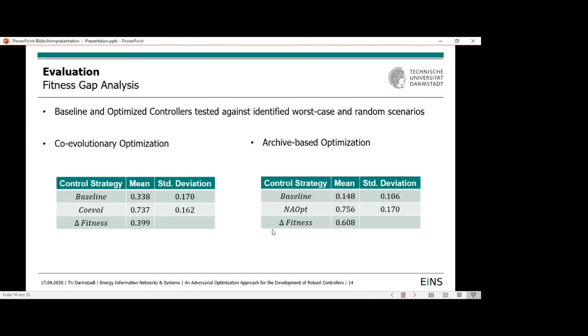So we can say that with the archive-based approach, there's a strong indication that we can, on the one hand, find worst-case scenarios, and on the other hand, by incorporating, or not forgetting, previously identified worst-case scenarios, we can even find more robust control strategies.